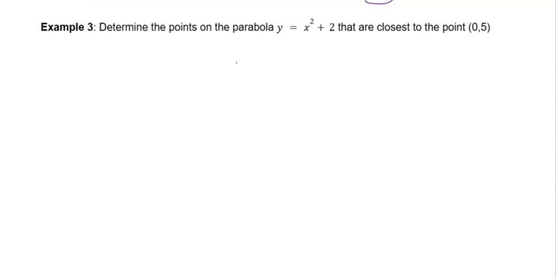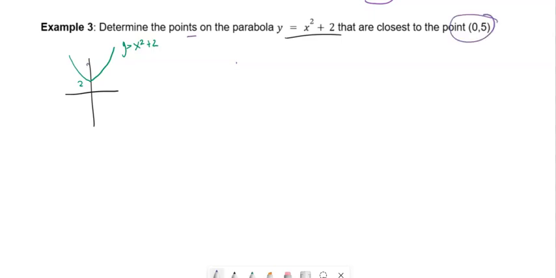All right, let's try a different context. Let's say we have a parabola, y equals x squared plus 2. So there's 2. Here's my y equals x squared plus 2. And I want to find the points on the parabola closest to the point 0, 5. So this point up here. That's going to actually happen twice, so I'm looking for 2 solutions.